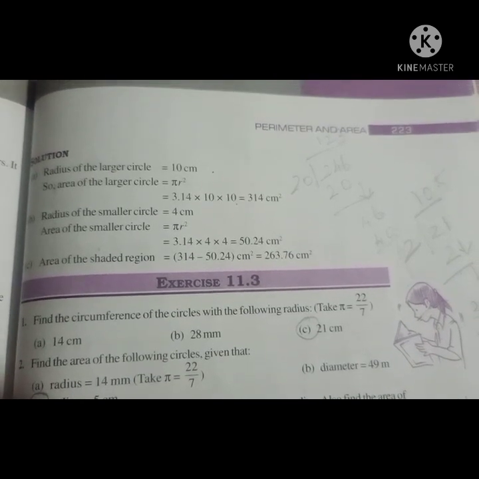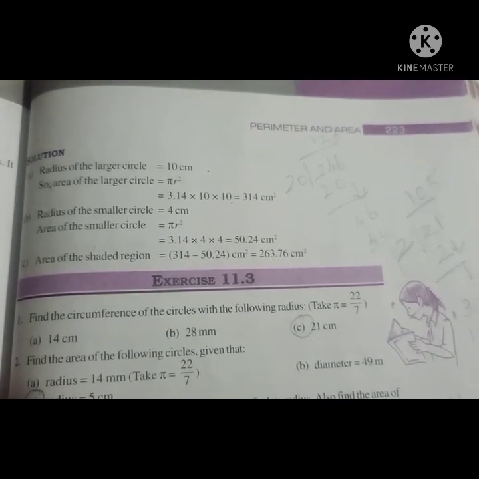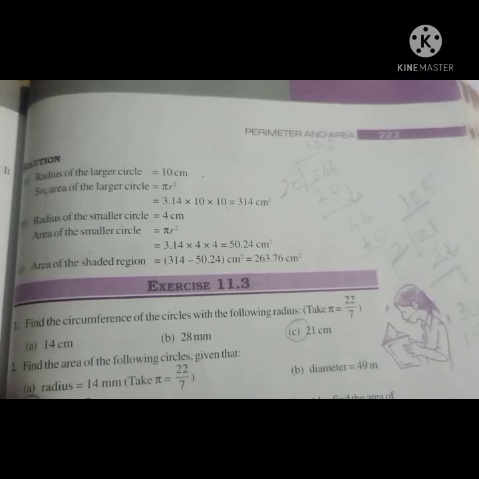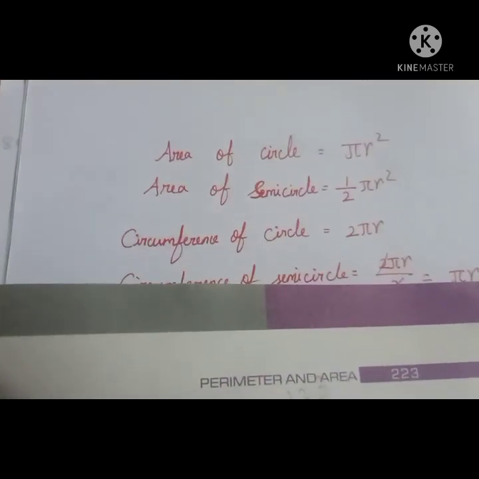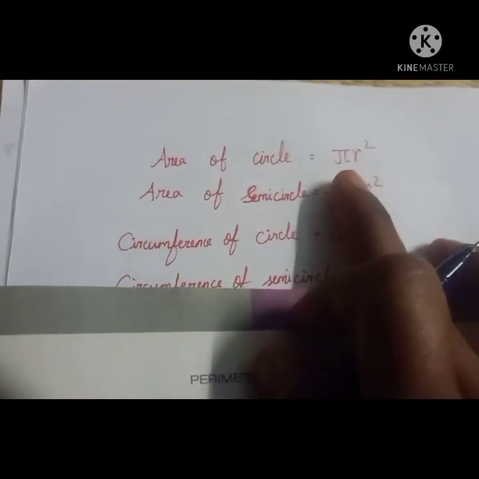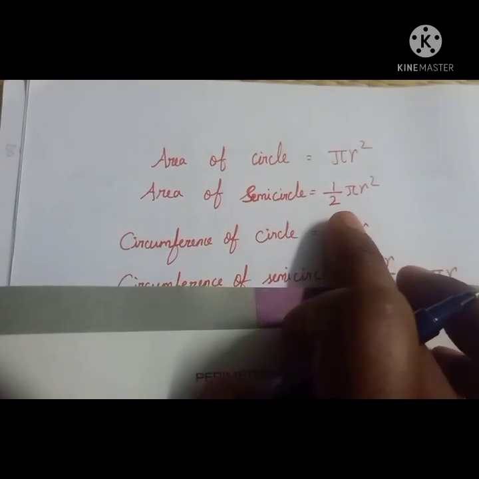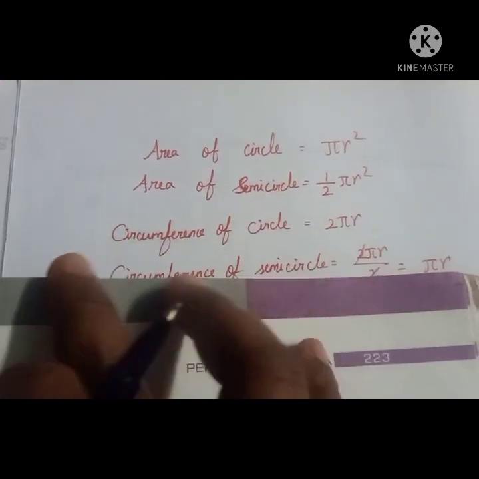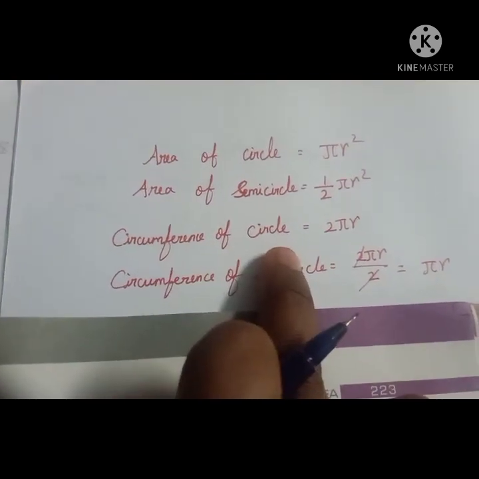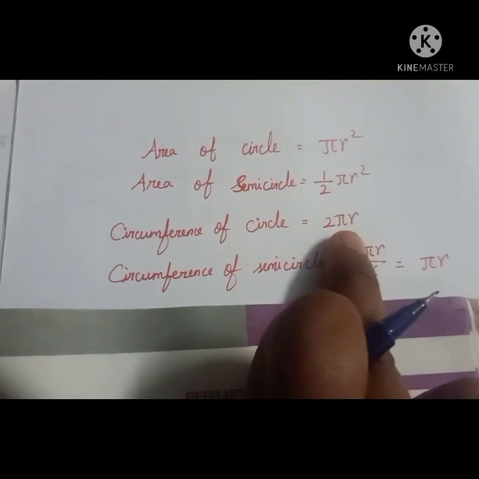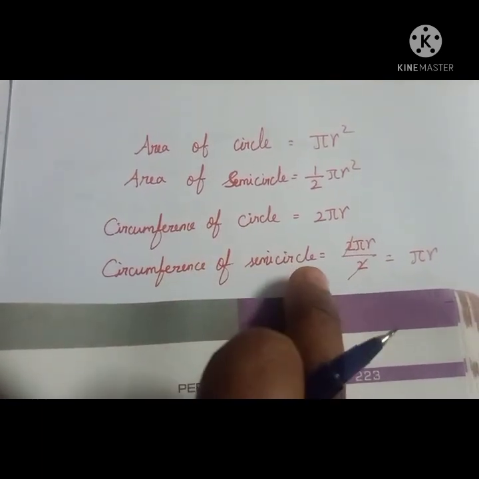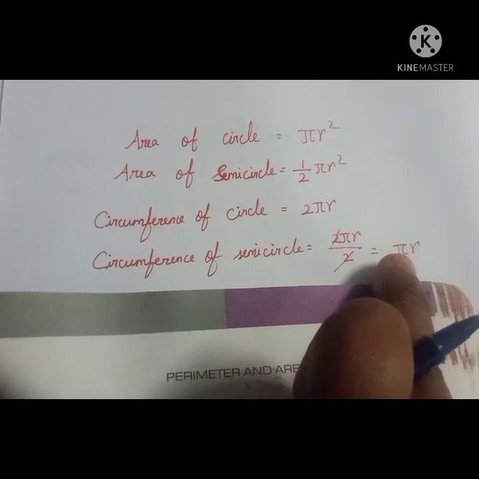Students, take page number 223. I hope you have understood the formula. Area of a circle is equal to pi r square. Area of semicircle is equal to half pi r square. And circumference of circle is equal to 2 pi r. Circumference of semicircle is equal to pi r.